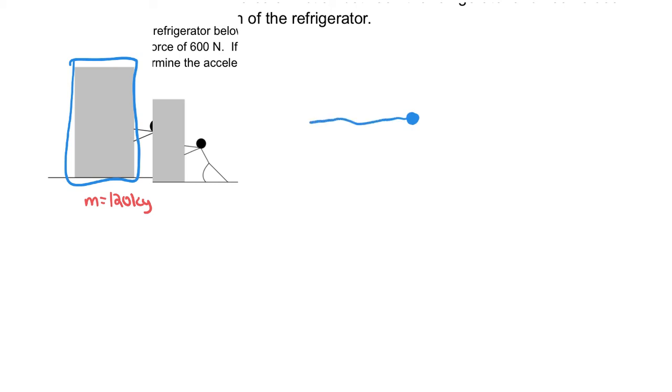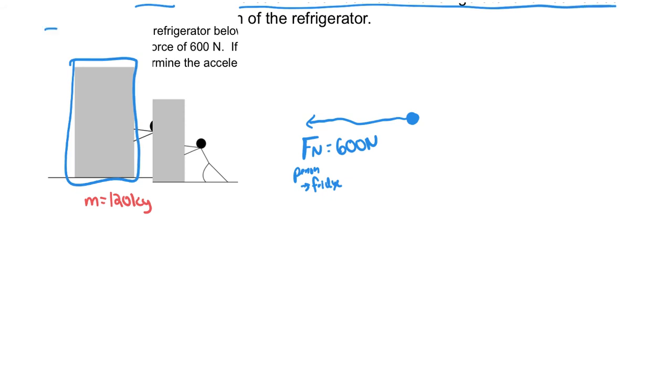We know that this person will apply a normal force to the refrigerator. And the problem straight up tells us that it's 600 newtons. Okay? And we're also told that the force of friction is 588 newtons. Okay, and that happens due to the floor acting on the fridge.